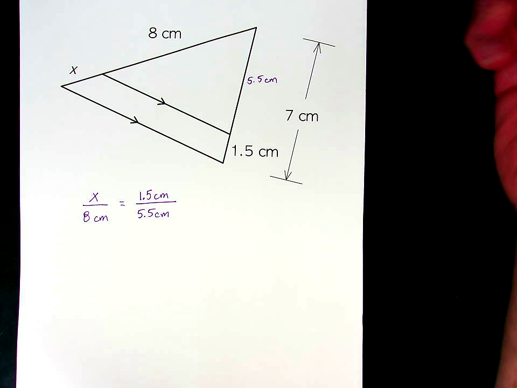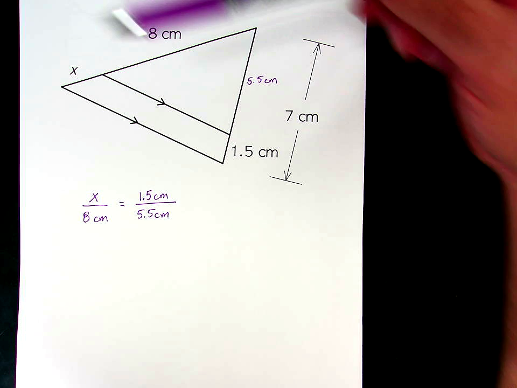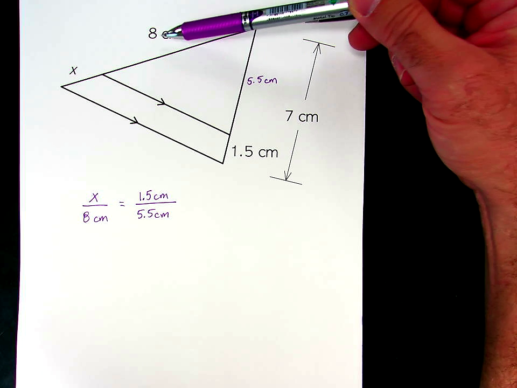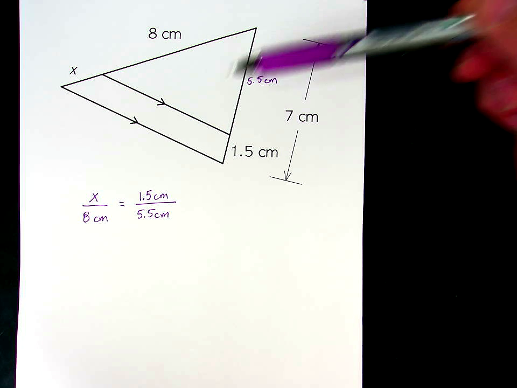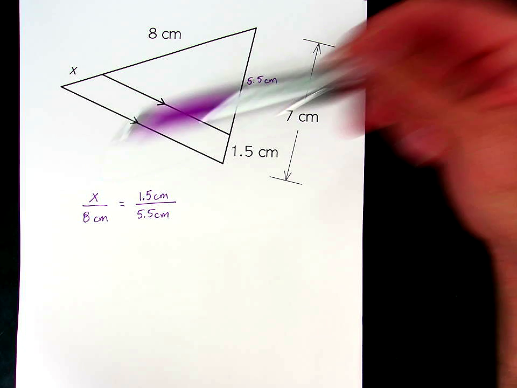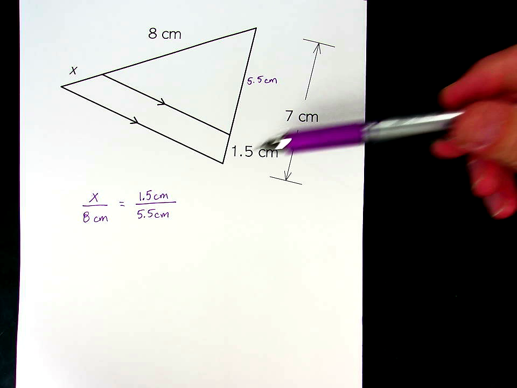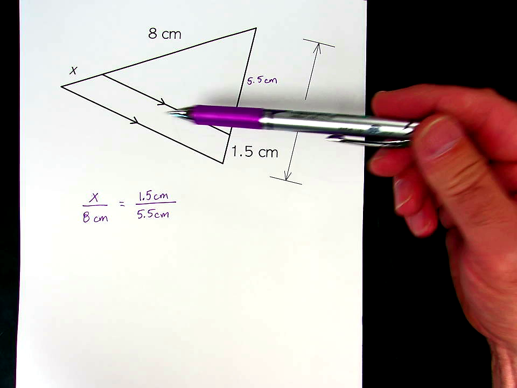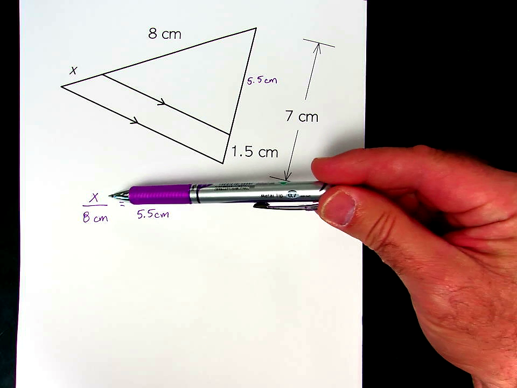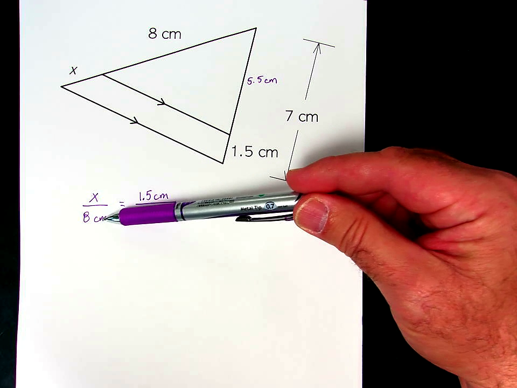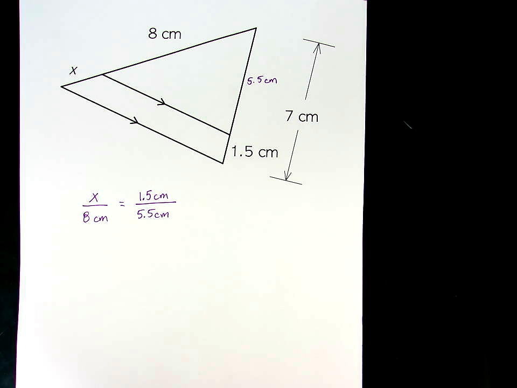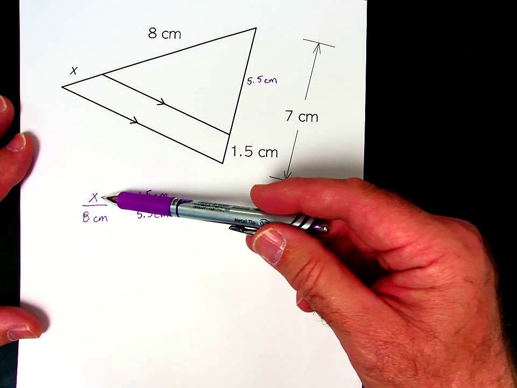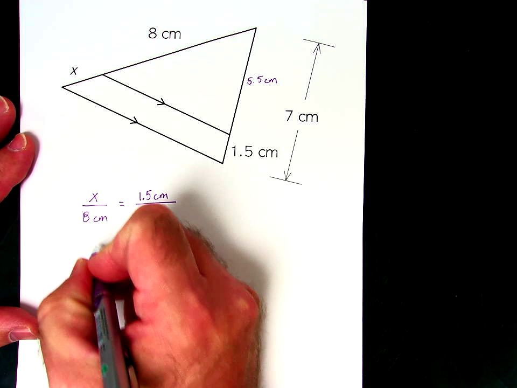Now, notice I could have also compared the x to the 1.5 as 8 to the 5.5. There are a lot of different proportions that have the same value as this one, because the important thing is that the cross products are equal. Now, in this case, do I really need to do cross products? No. If I multiply both sides by 8 centimeters, that would leave x alone.